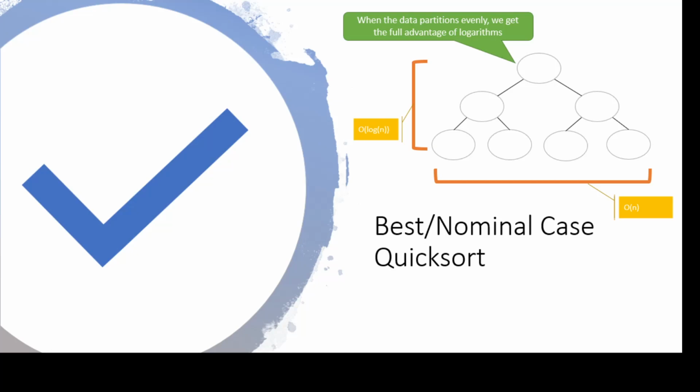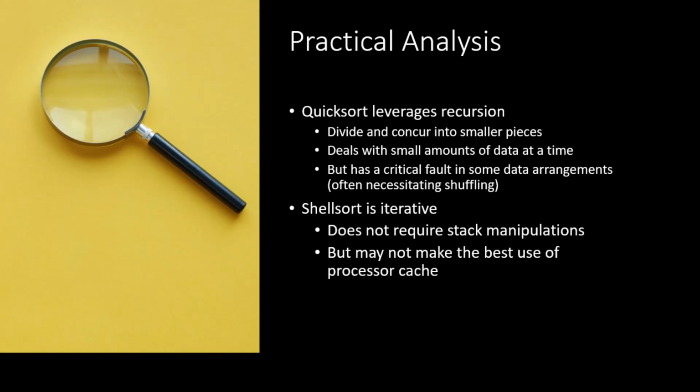That's the mathematical analysis that tells us which one likely is going to be the quicker algorithm, all things being equal. But in reality, all things are rarely equal. Quicksort gets us our n log n behavior by leveraging recursion. It divides and conquers into smaller pieces, and it deals with small data to be able to get that quick response to each of that.